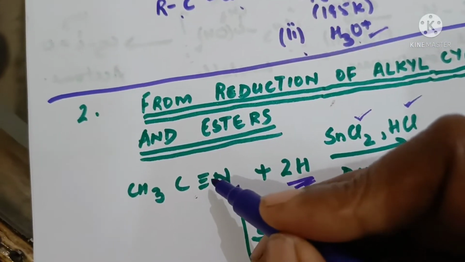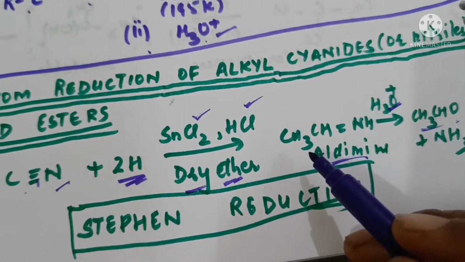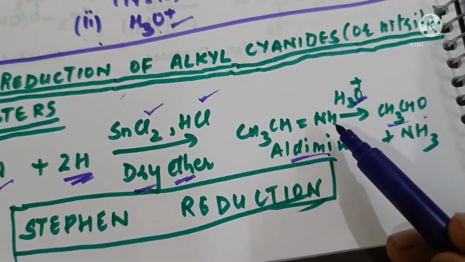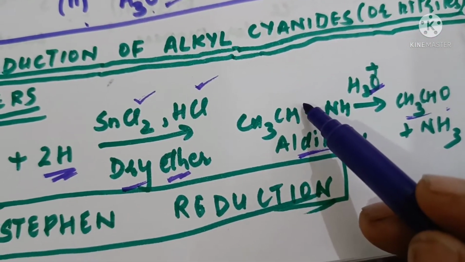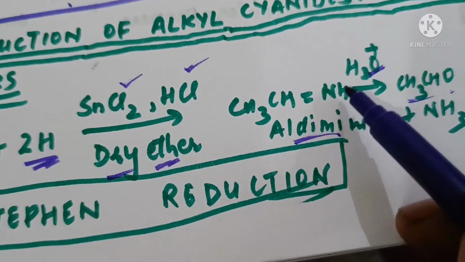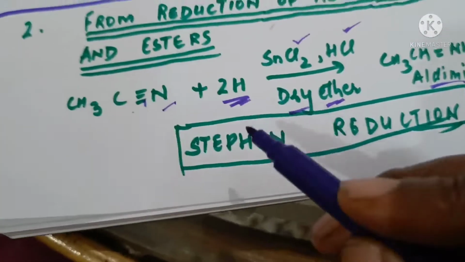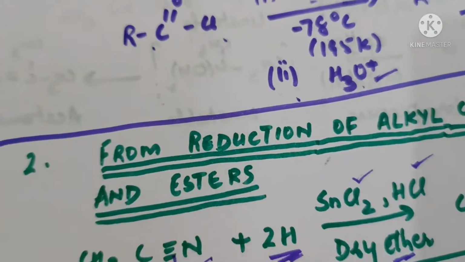So this bond breaks, two hydrogens are added, one here, CH3CH, another here, double bond NH. On hydrolysis, bond breaks from here, oxygen added here, two hydrogens added here to form ammonia and acetaldehyde. The reaction is known as Stephen reduction reaction.